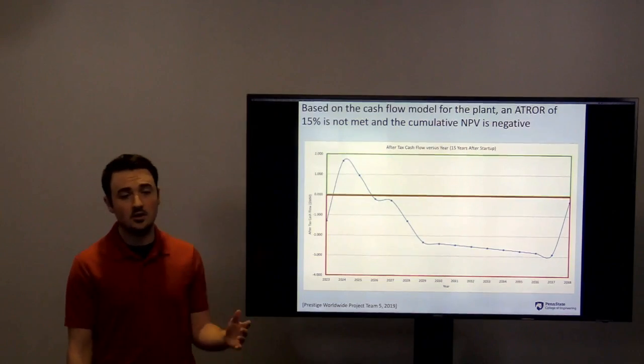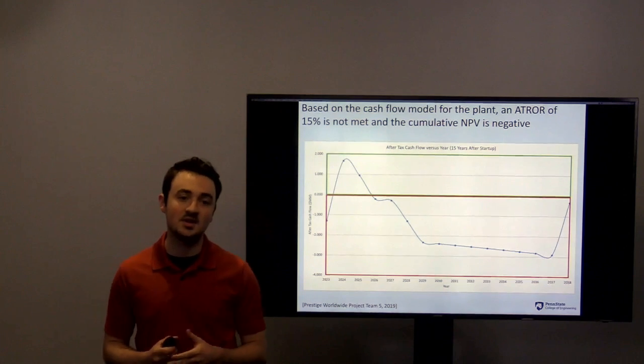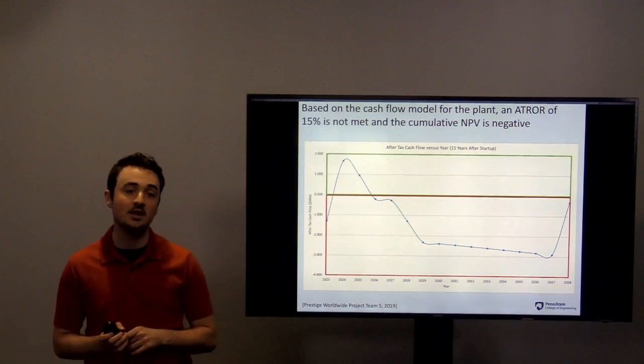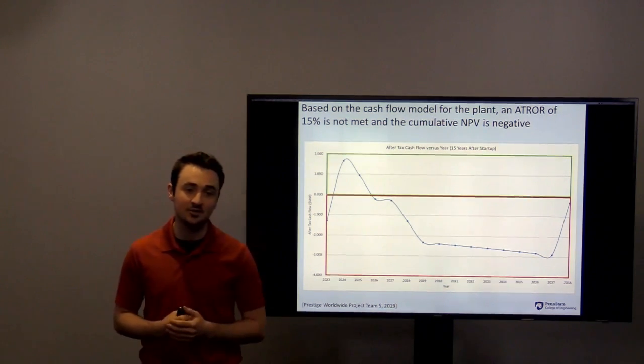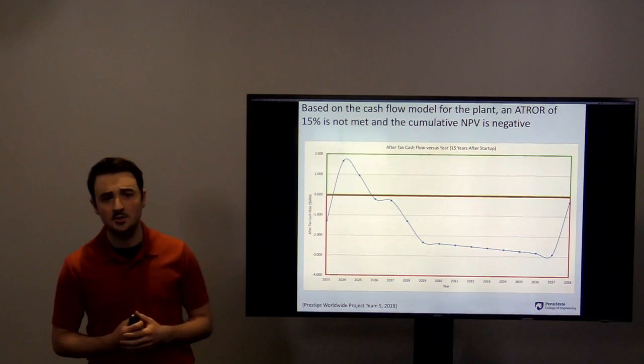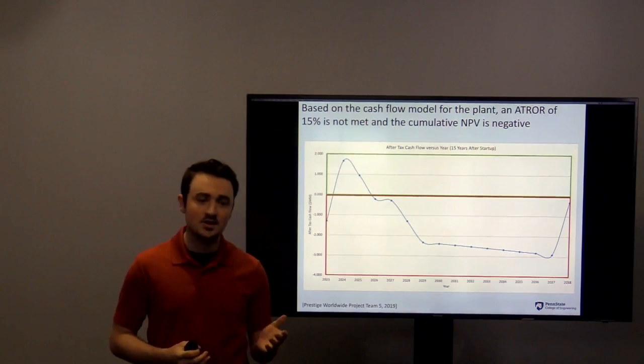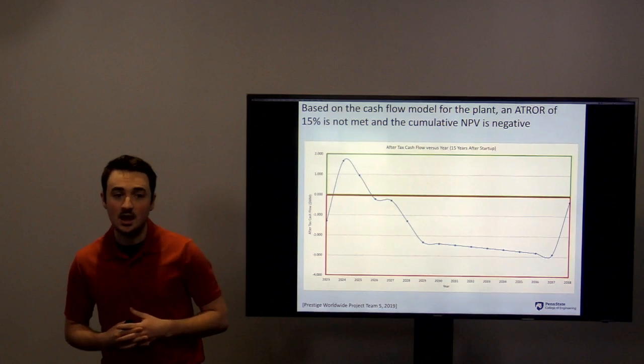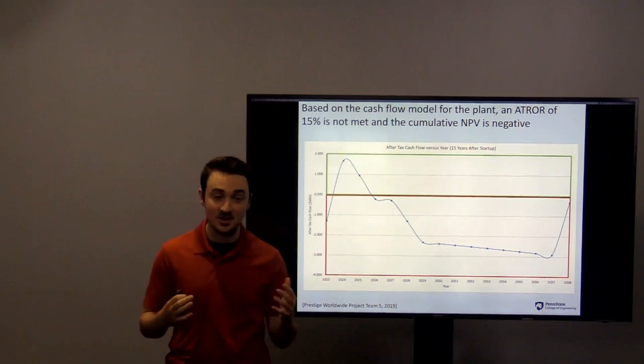Thanks, Jacob. After all of our cost analysis was conducted, the team made a cash flow model for the plant where an ATROR, after-tax rate of return, could be calculated, and also our cumulative net present value of the plant. So you can see here that I have plotted the after-tax cash flow of the plant versus the year of the plant that we're running.